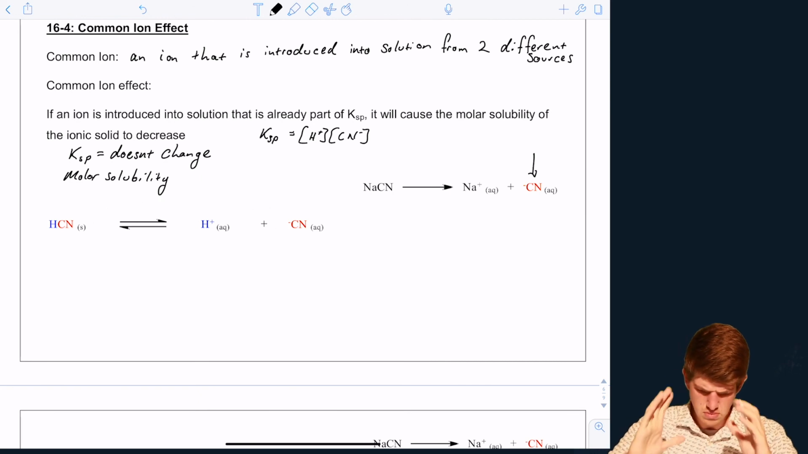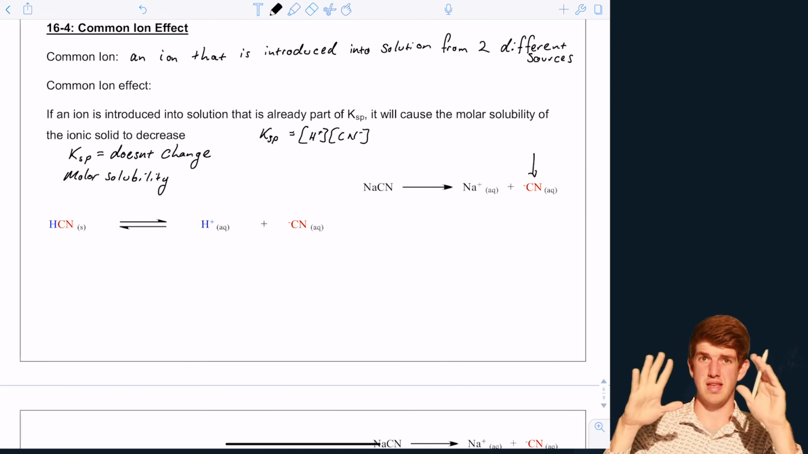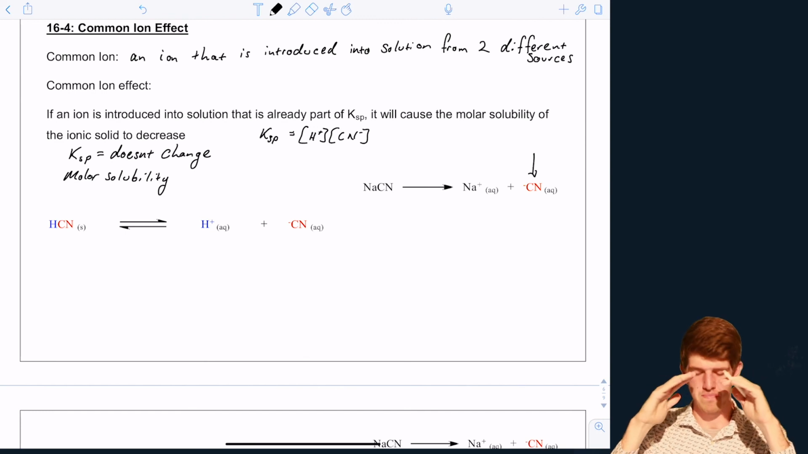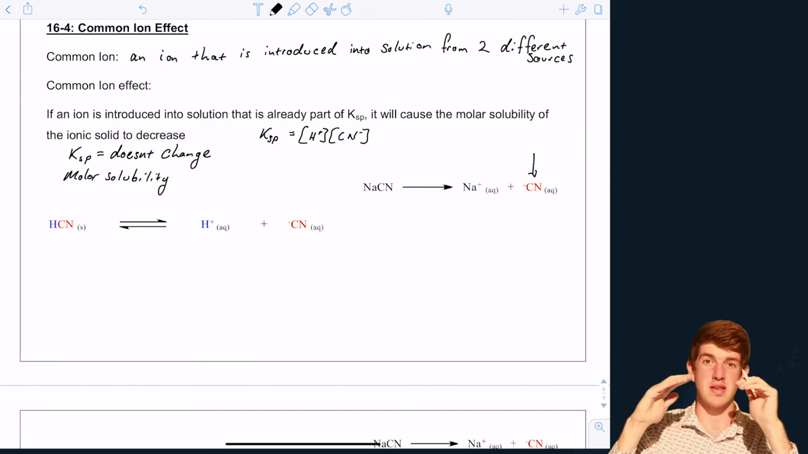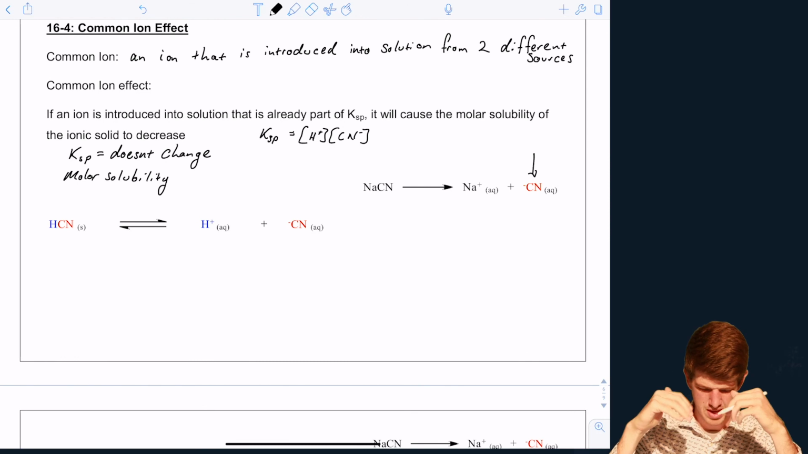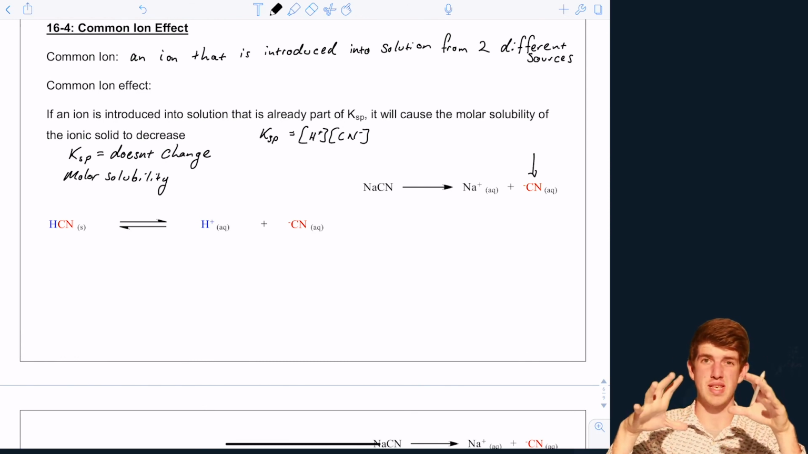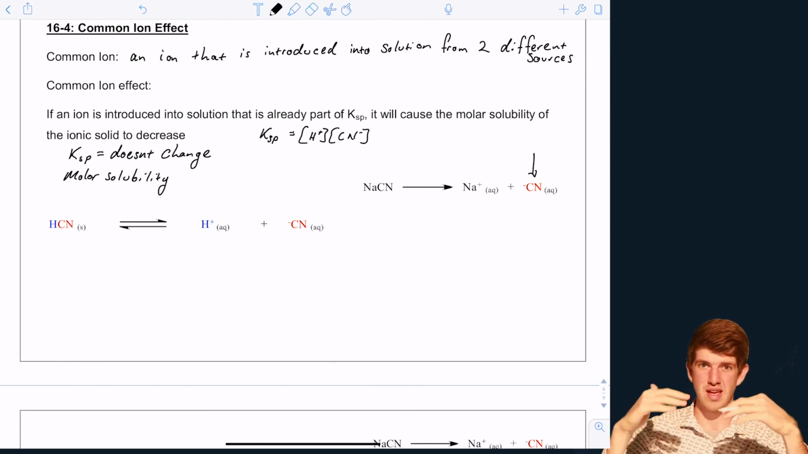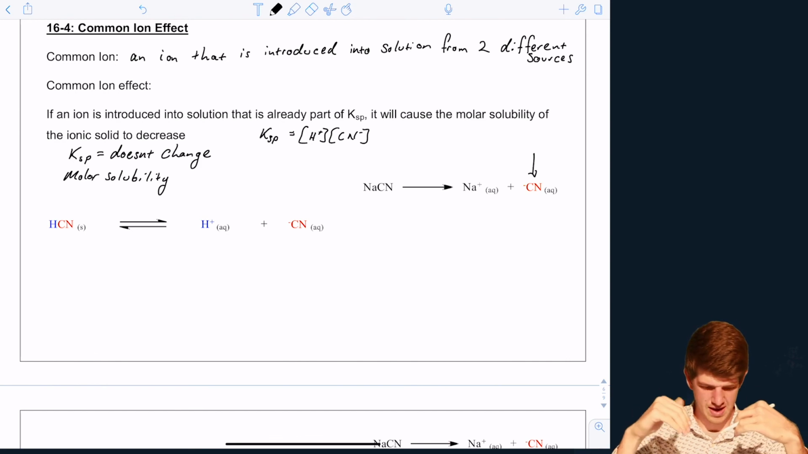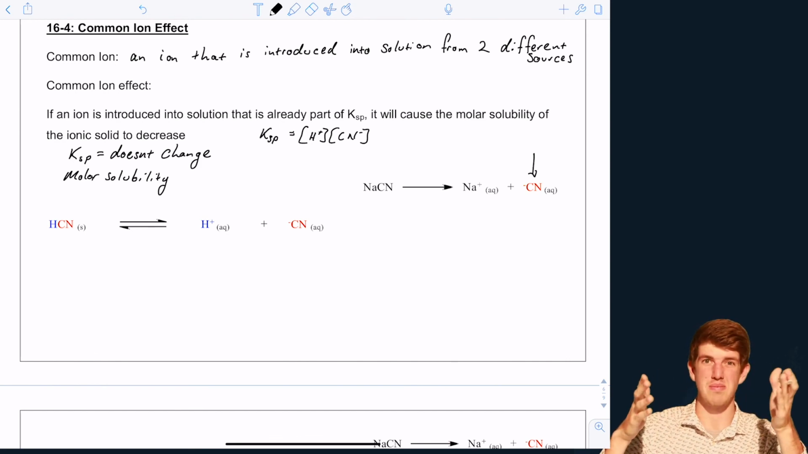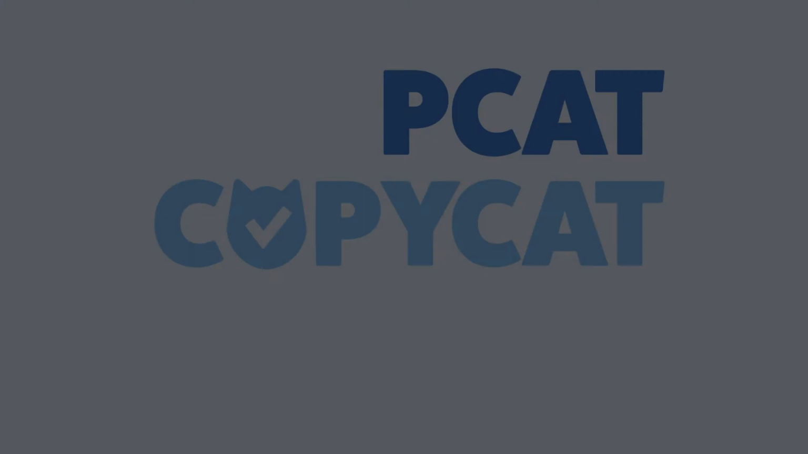Now, that is basically the gist of it, but I wasn't really happy with this until I had a quantitative example. So if you're comfortable with this, skip this next part, go on to section 16.5, and we'll meet up there.